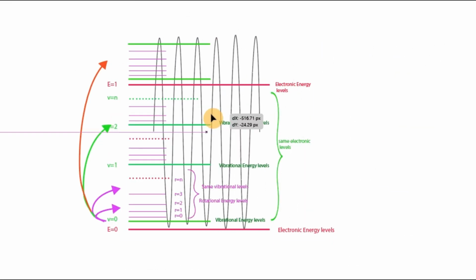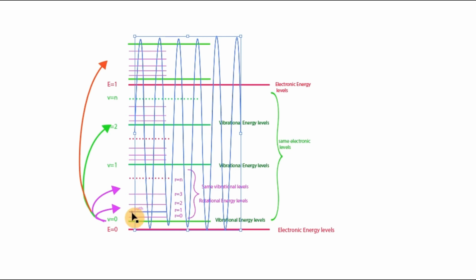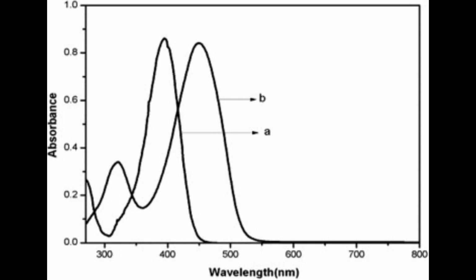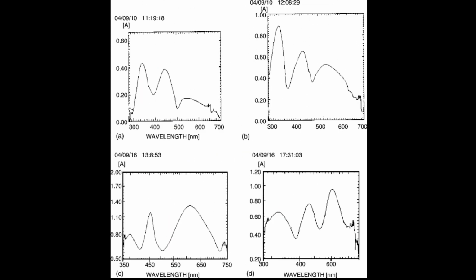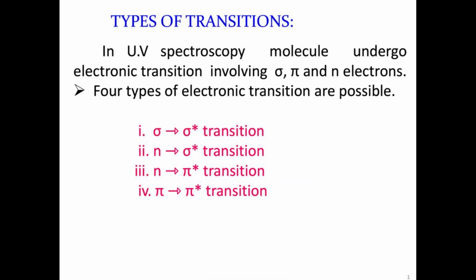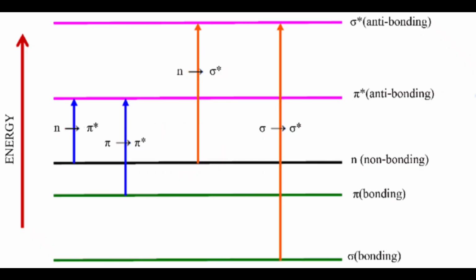Electronic spectra. If the exciting energy is so high that it can cause the transition from one electronic energy level to another electronic energy level, then the result obtained is called electronic spectra. Along with it, vibrational and rotational spectra can also be formed due to vibrational and rotational transitions, and some of the electronic spectra are like that. Moreover, there are 4 types of electronic transitions, such as sigma to sigma transitions, pi to sigma transitions, etc., which will be discussed in the following videos in detail.